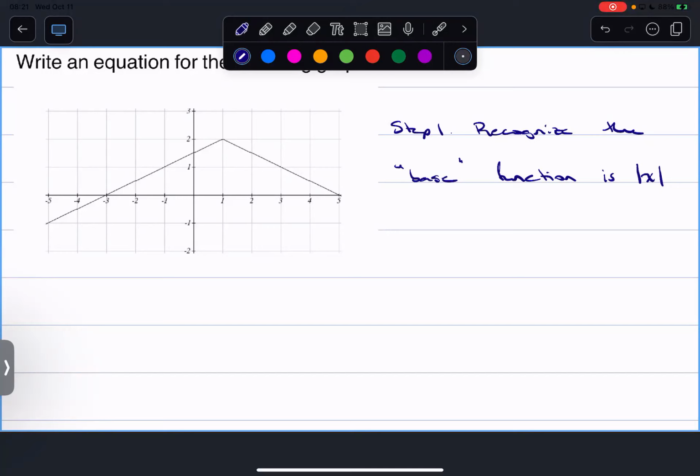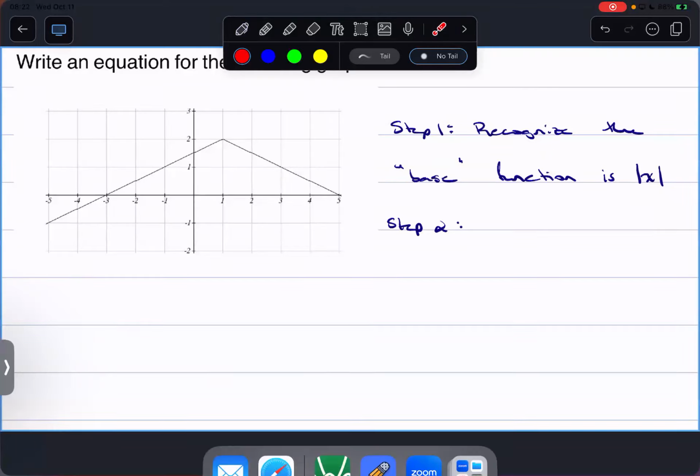Okay. So kind of at its core, it's the absolute value of x. Right? So you know it's going to be the absolute value of x. How about step two? What are some things we've noticed? Well, the first thing I've noticed is that it's been flipped upside down. Right? That's a good thing to notice.